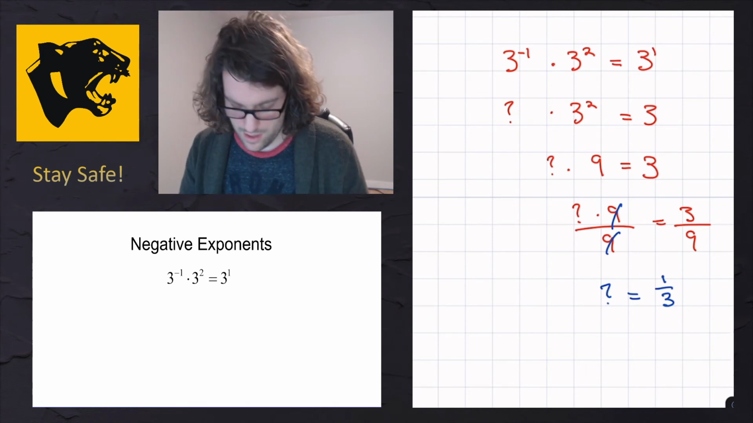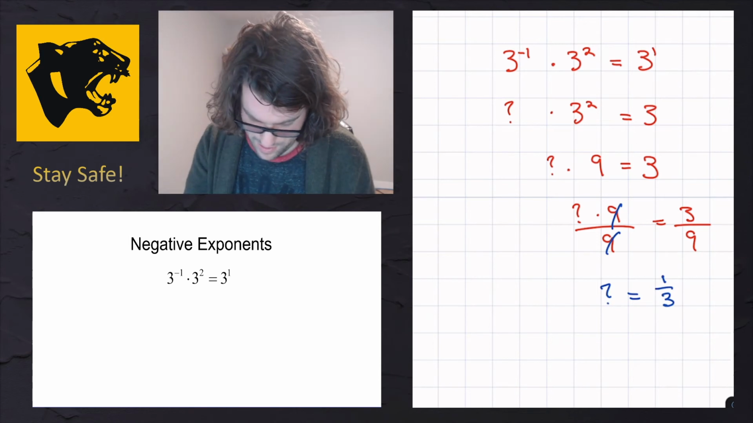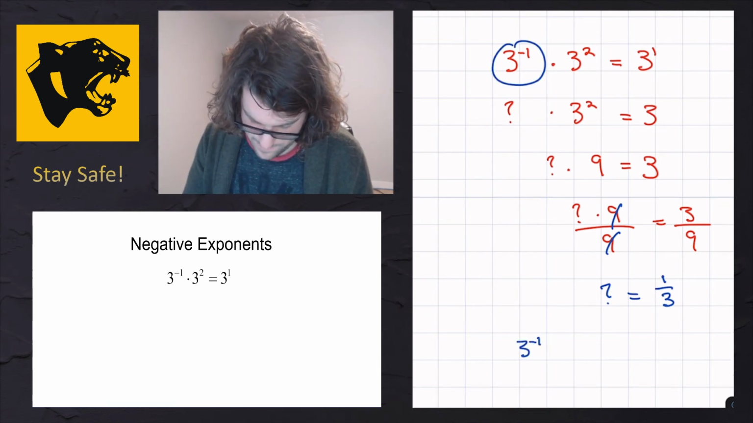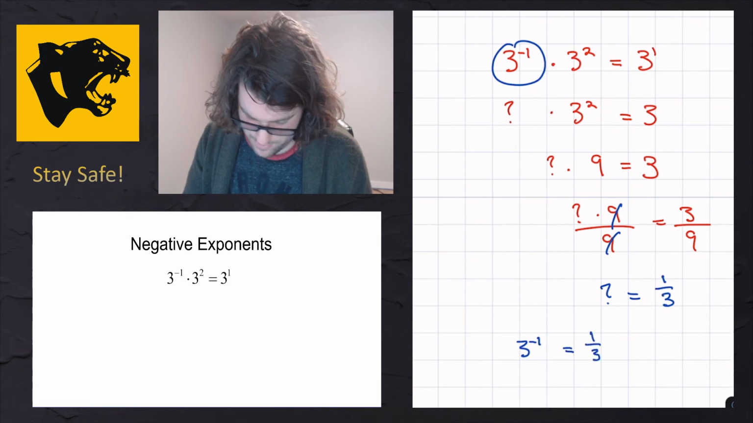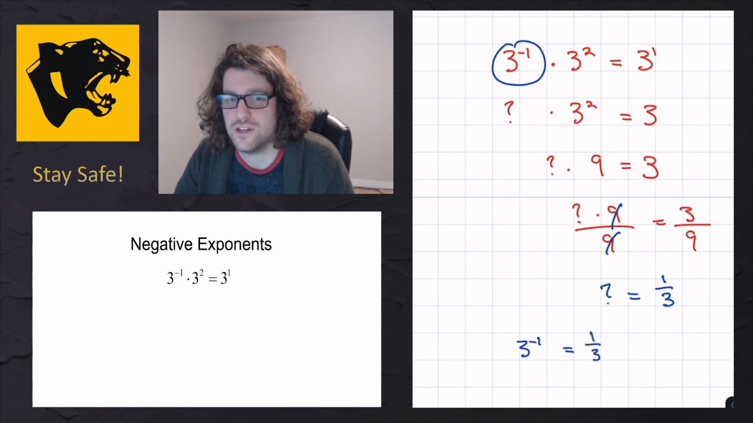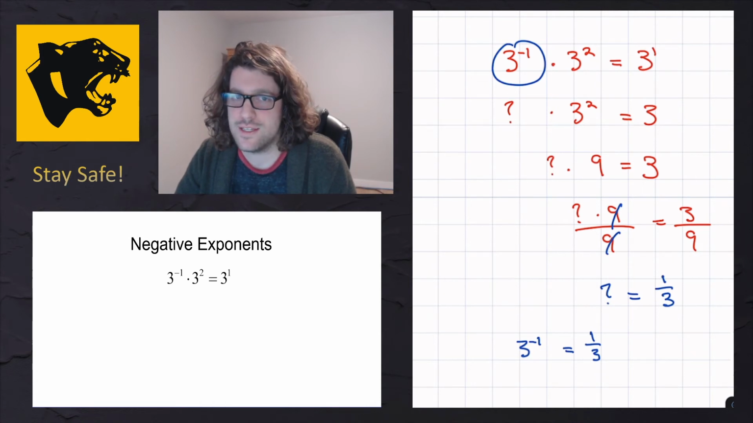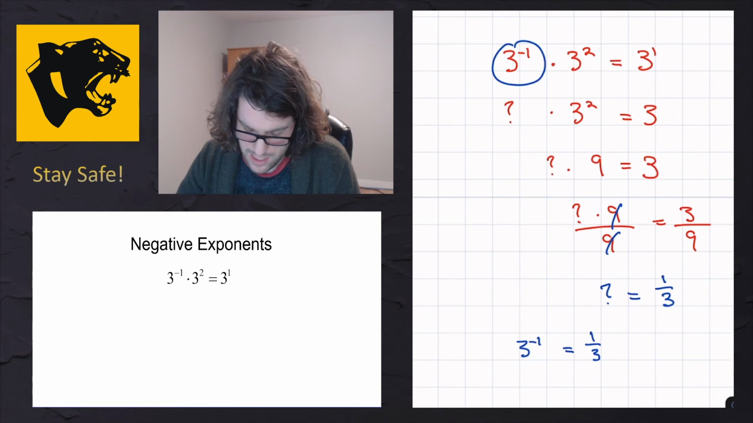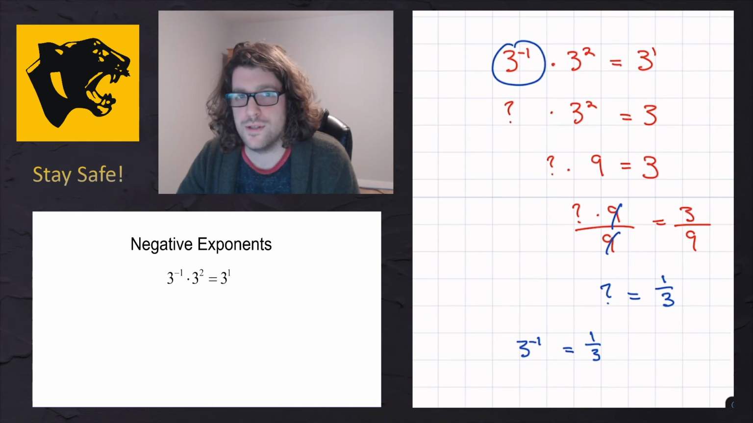Now, if we take what that question mark was originally, which is 3 to the negative 1, 3 to the negative 1 is actually equal to 1/3. Now that's interesting. That probably is a little bit unexpected. You might have thought that a negative would work its way into what was going on there, but that's not true. It actually is something that we call the reciprocal instead.